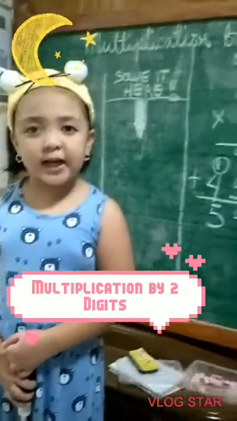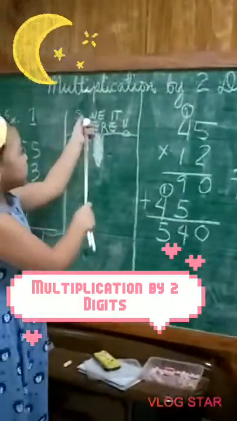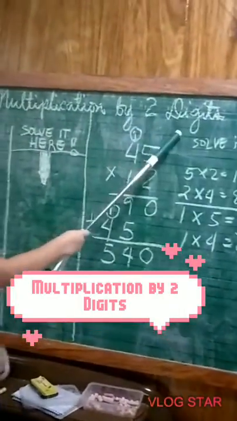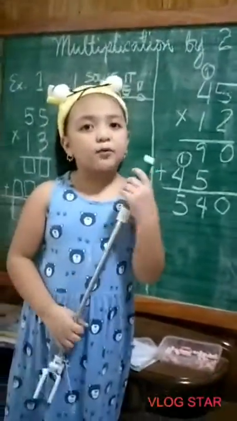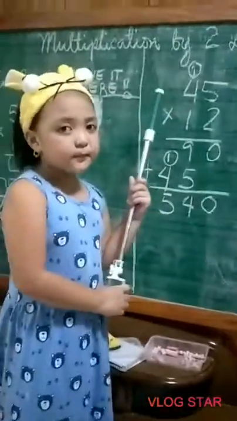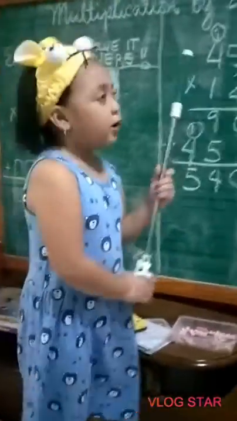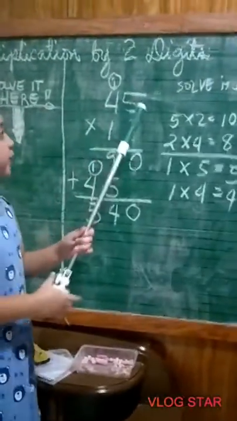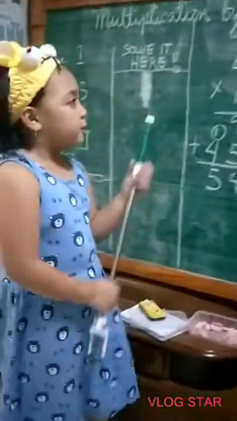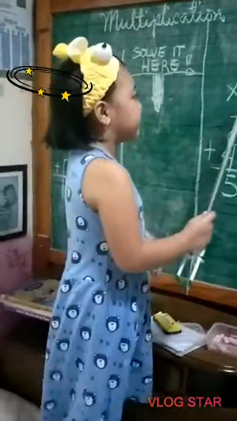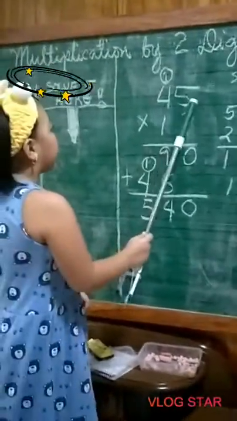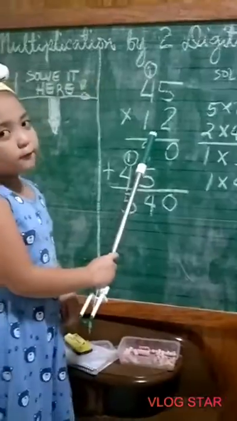I am doing my multiplication by two digits. So I would introduce that Mama puts an example. So let's see, she's got a solution here, that's her beautiful solution here. 45 times 12.